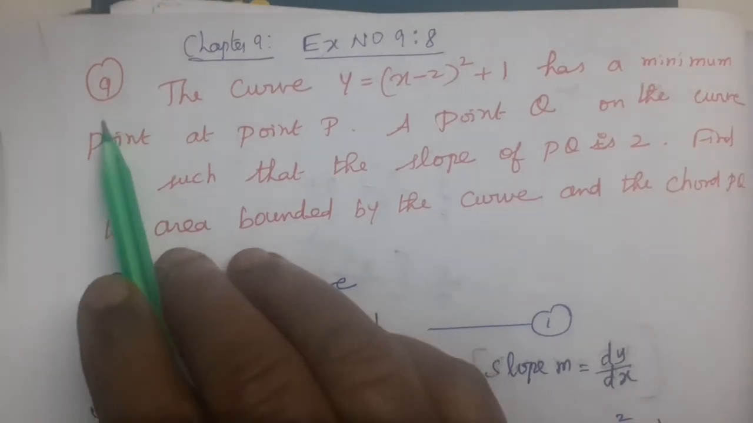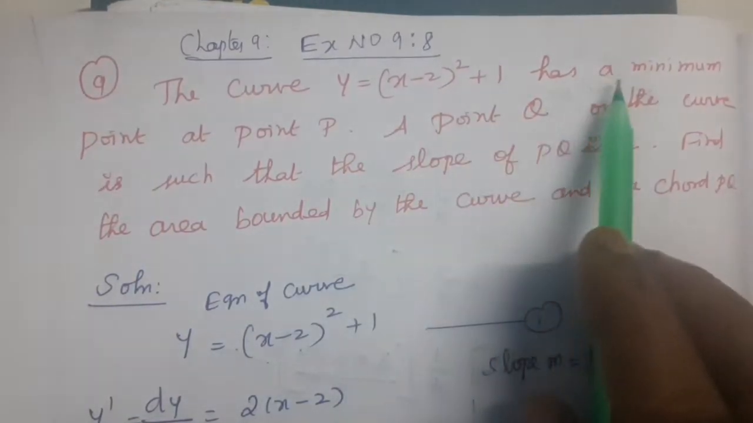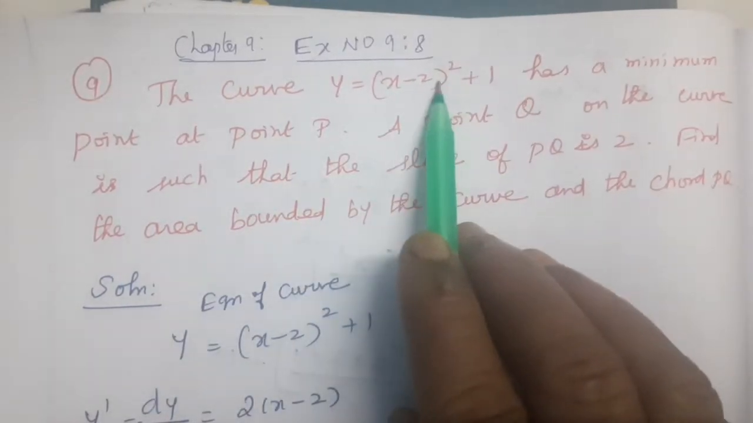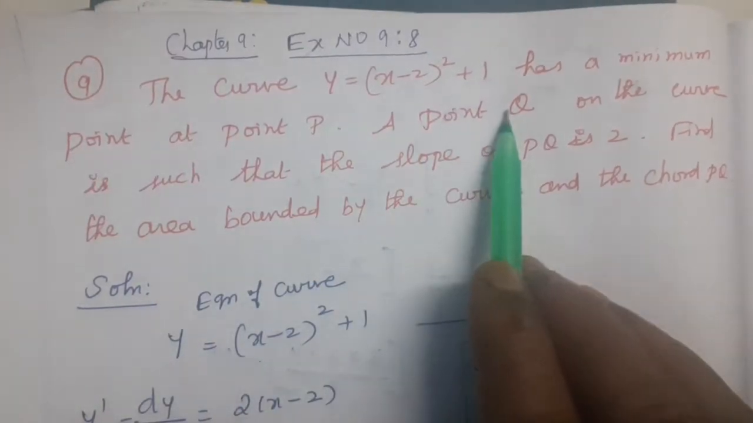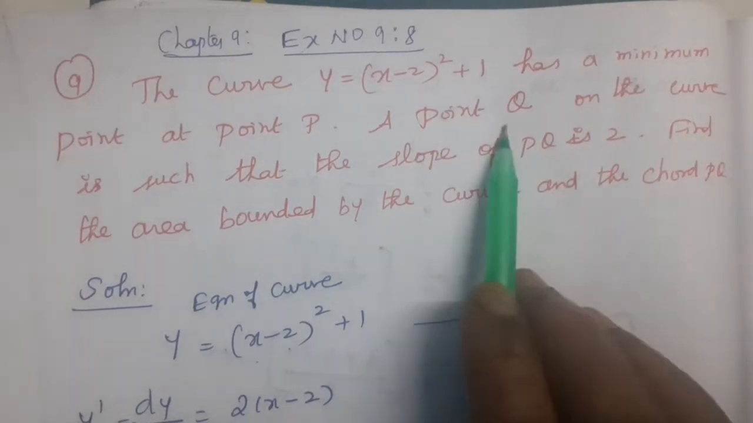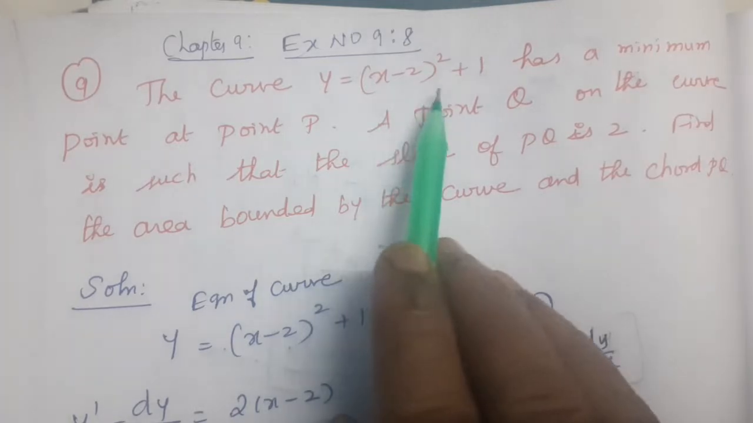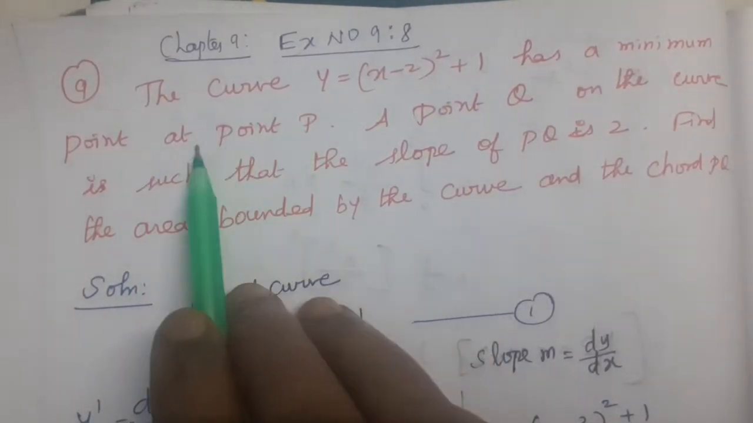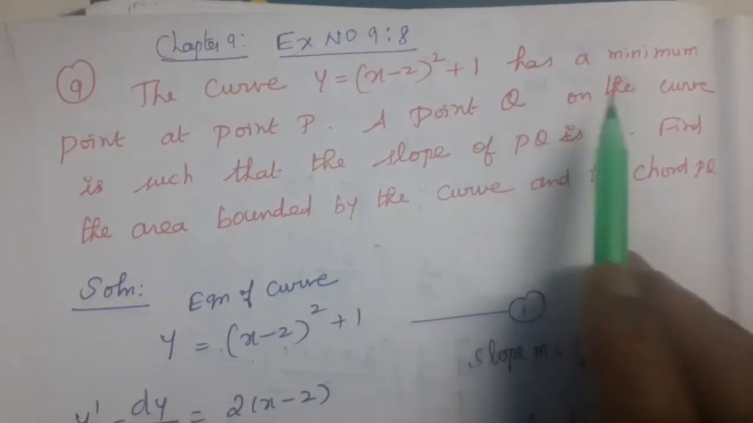Next, see question number 9. The curve y equal to x minus 2 the whole square plus 1 has a minimum point at the point P. A point Q on the curve is such that the slope of PQ is 2. Find the point Q on the curve. First, what is the question given? The curve y equal to x minus 2 the whole square plus 1 has a minimum point. The minimum point is at which point? P. A point Q is also on the curve.